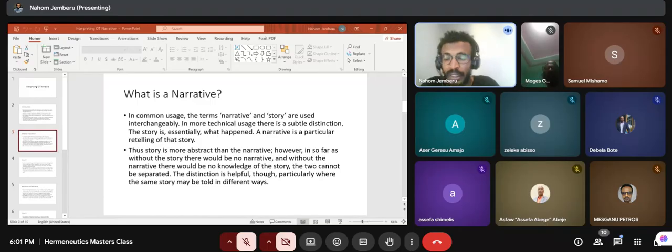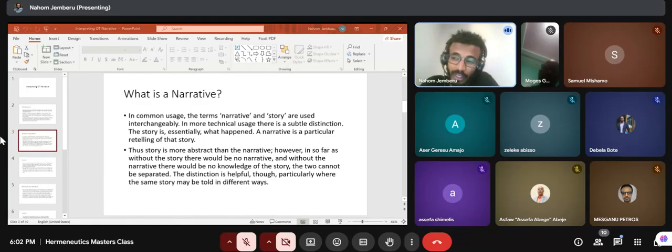So a narrative is a particular retelling of a story, or a narrative is a story presented to us from a certain perspective. That perspective could be historical, it could be philosophical, and as in the case of the New Testament, it could be a theological point of view or a theological perspective. So a story is more abstract than narrative. The story, as far as one can discover it, tries to recount what actually happened. But in narrative, there is always interpretation involved.